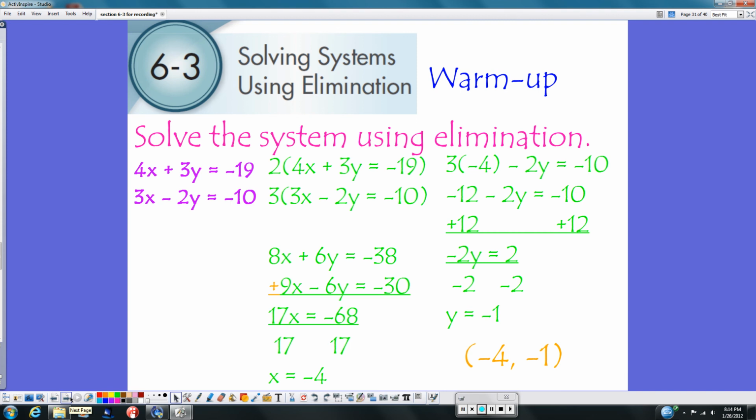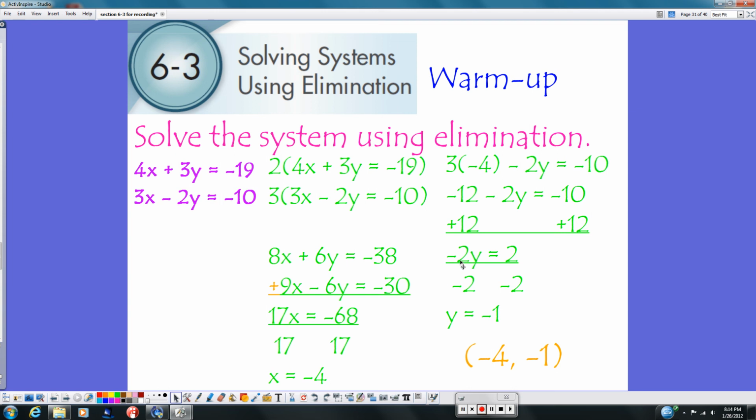Top equation becomes 8x plus 6y equals negative 38. Bottom equation becomes 9x minus 6y equals negative 30. Add the two equations together to get 17x equals negative 68. Divide both sides by 17 to get x equals negative 4.